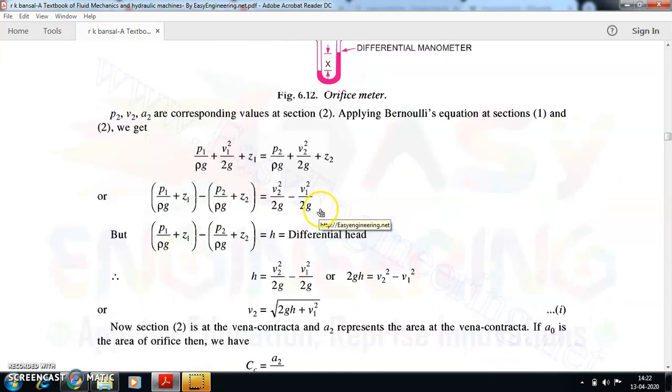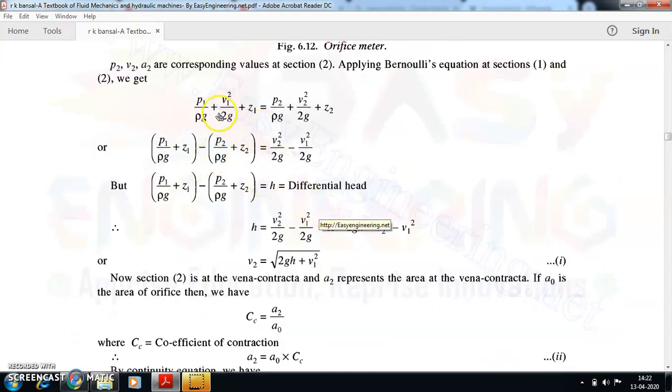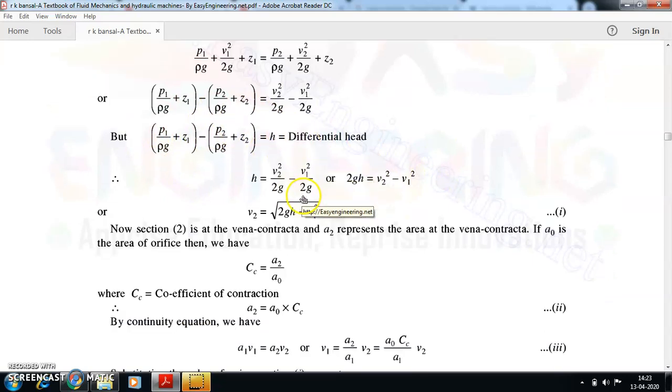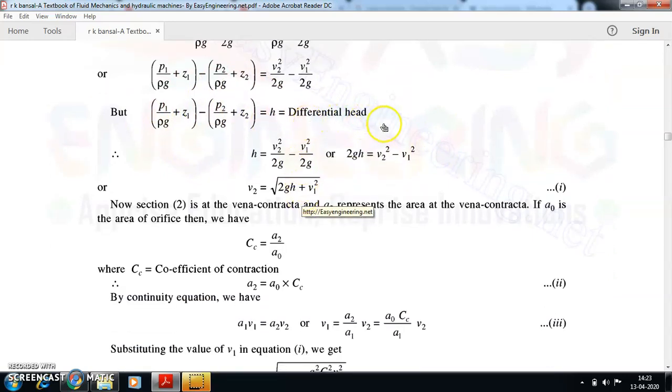You know Bernoulli's equation. Now rearrange the terms. Take the velocity terms on the right hand side. Take the pressure head terms and the potential head energy terms on the left hand side. You get the equation. Now you define a small h. Okay, define the small h as P1 by rho g plus Z1 minus P2 by rho g plus Z2. Same as your Venturi meter derivation, we are doing the same thing. Okay, differential head you are getting.